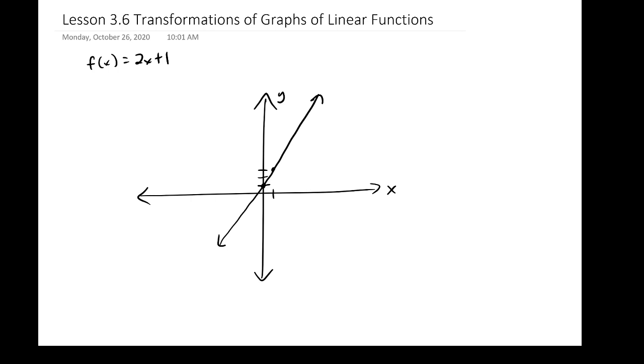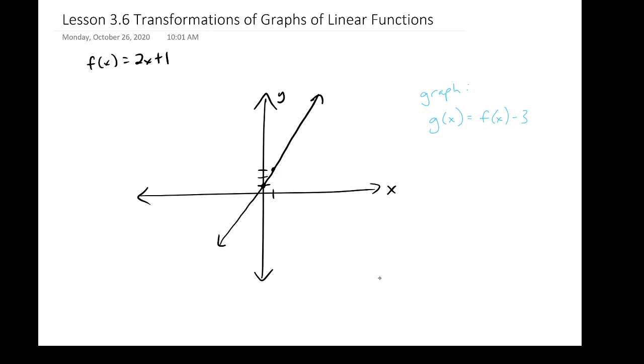In addition to this, we're going to graph a function, g of x, which is equal to f of x minus 3. So all we do in this event is that this is the same function we have, but it's going to be translated down 3 units.